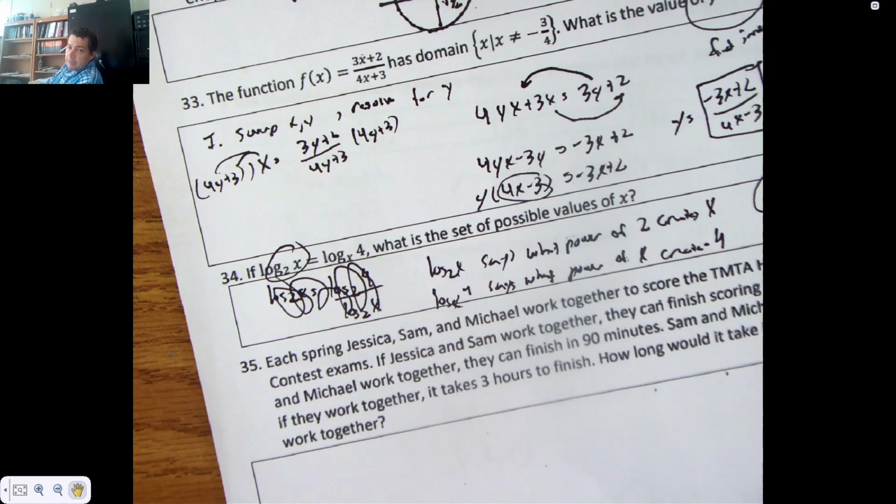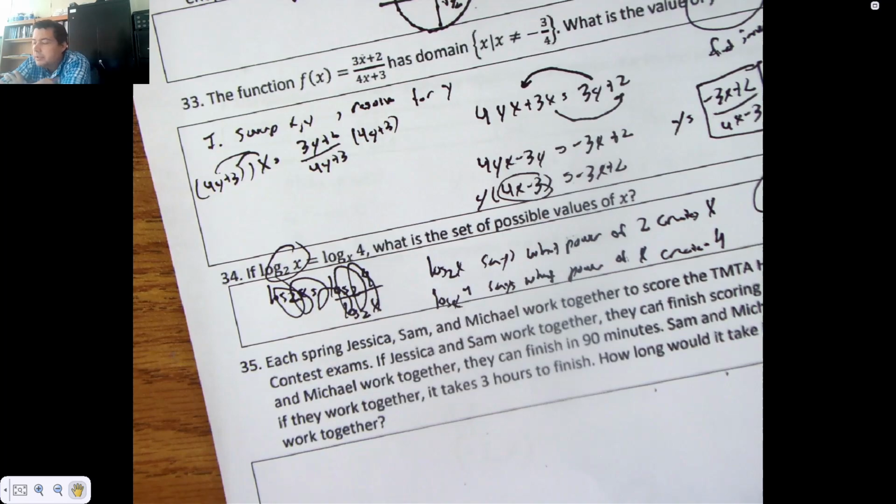Each spring, Jessica, Sam, and Michael work together to score the TMTA high school math contest exams. If Jessica and Sam work together, they can finish scoring in 2 hours. Oh, word problems. If Jessica and Michael work together, they can finish in 90 minutes. Sam and Michael are the slowest. If they work together, it takes 3 hours to finish. How long would it take all 3 of them if they work together?